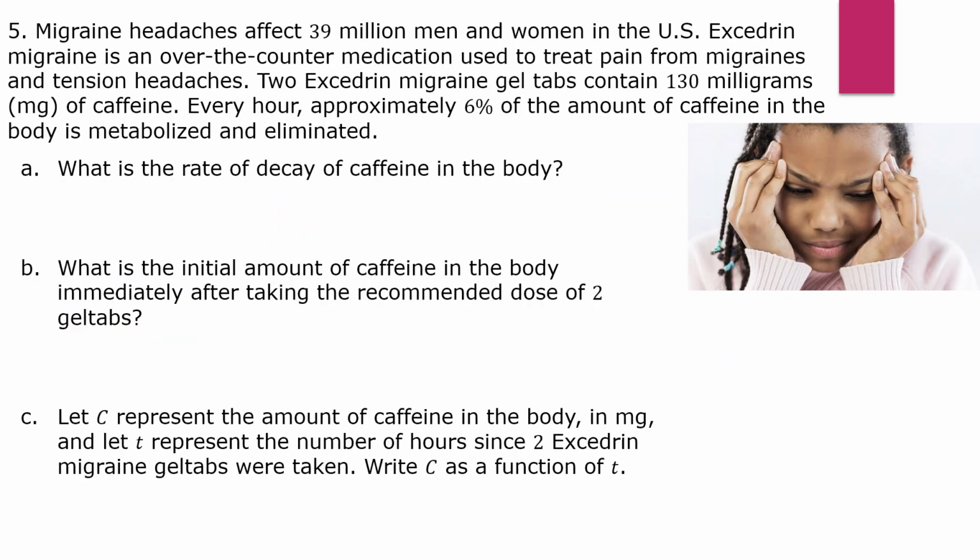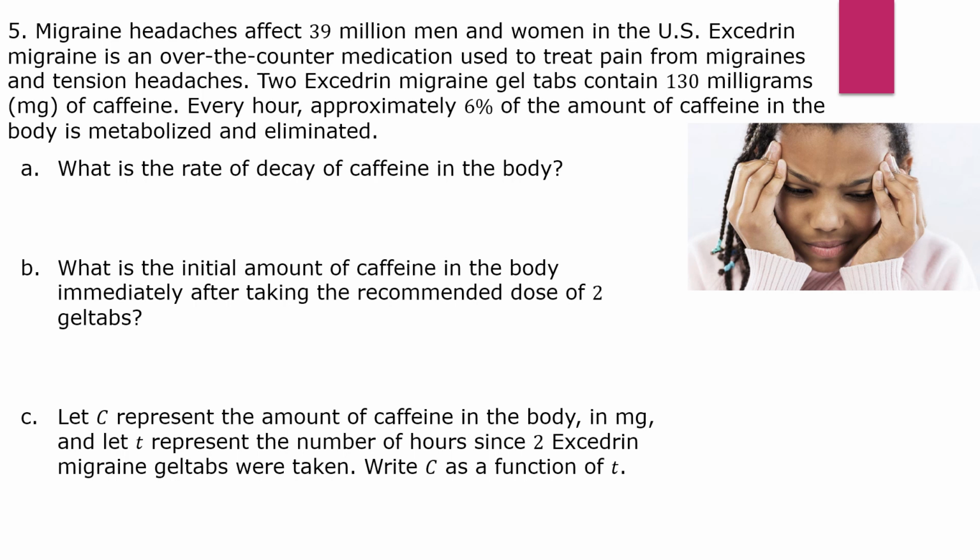All right, last problem. So this is kind of just applying our exponential function. We're going to be applying our exponential functions to a real world application with this problem. Migraine headaches affect 39 million men and women in the U.S. Excedrin migraine is an over-the-counter medication used to treat pain from migraines and tension headaches. 2 Excedrin migraine gel tabs contain 130 milligrams of caffeine. Every hour, approximately 6% of the amount of caffeine in the body is metabolized and eliminated.